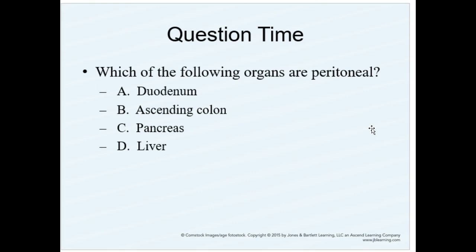And that, my friends, brings us to question time. Which of those organs are peritoneal? Duodenum, ascending colon, pancreas, liver. Answer that and you will rock it.